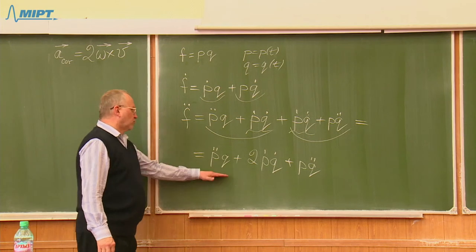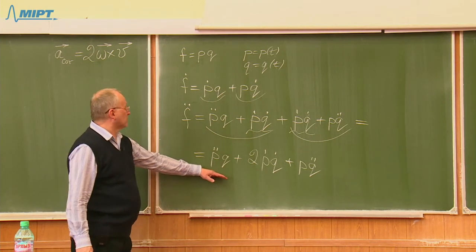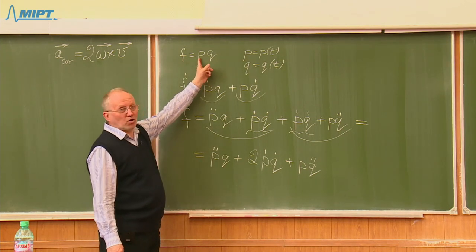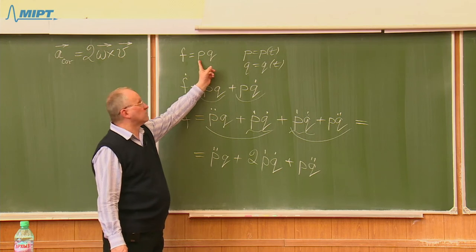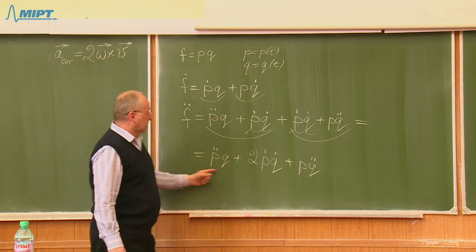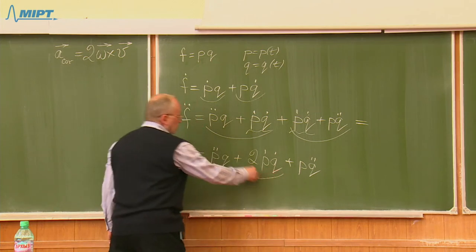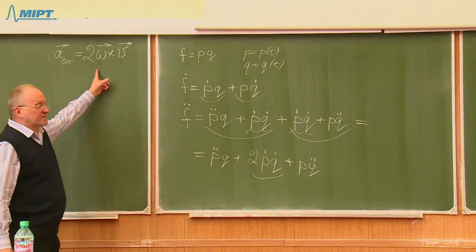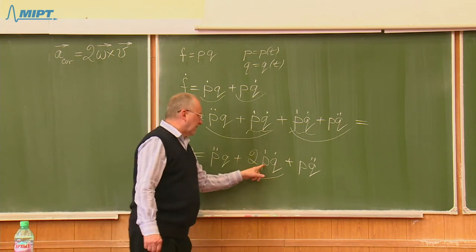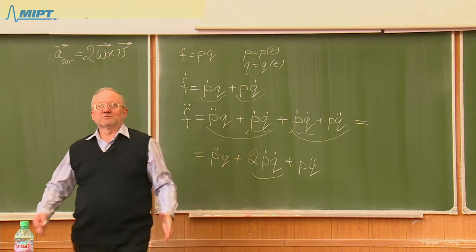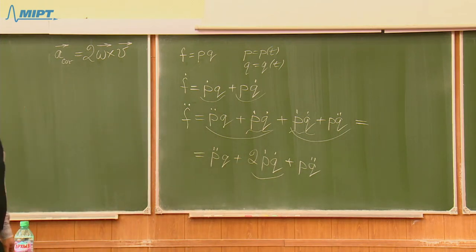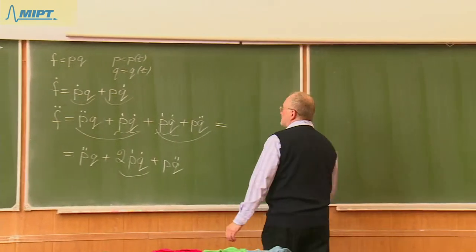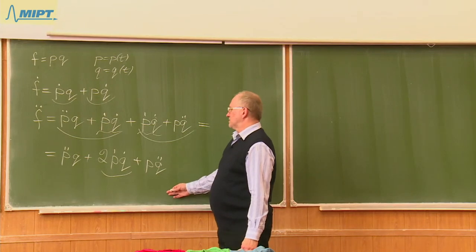That's the mathematical rule of taking a second derivative of function f if function f is presented as a product of two multipliers, of two functions of time. That's a simple mathematical rule. And the second term here actually is responsible for the Coriolis acceleration if under functions p and q we understand something which is related to a rotating reference frame. So the mathematics behind the Coriolis acceleration is very simple.